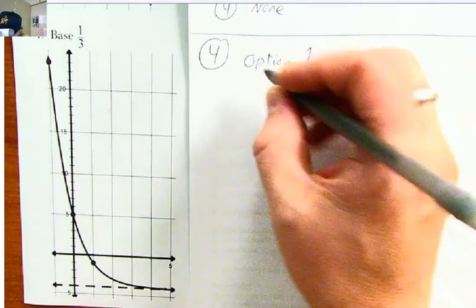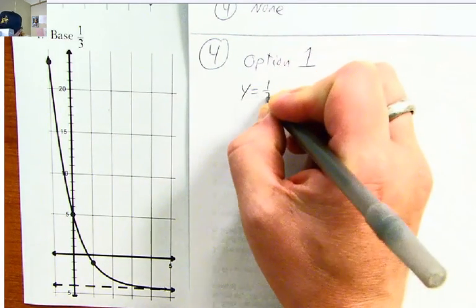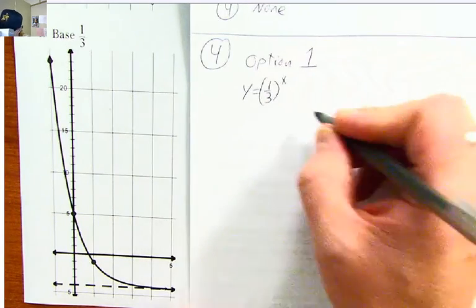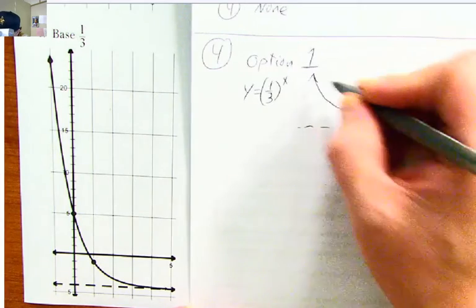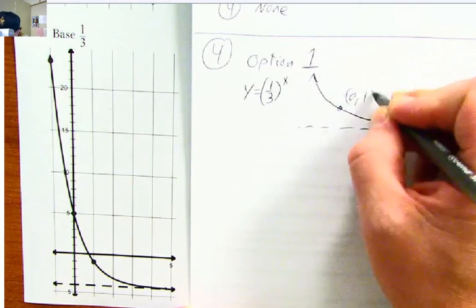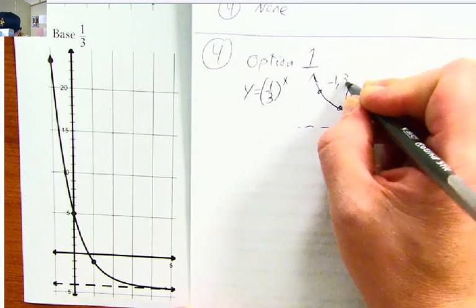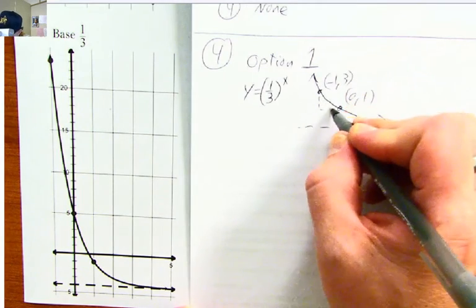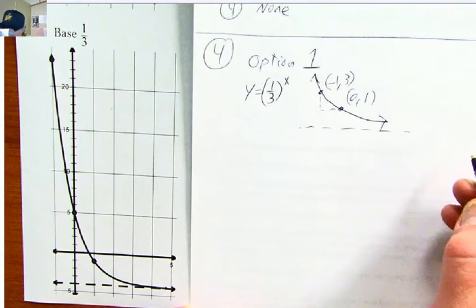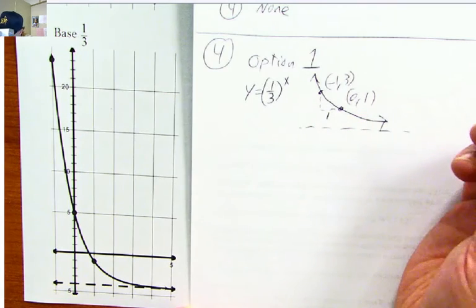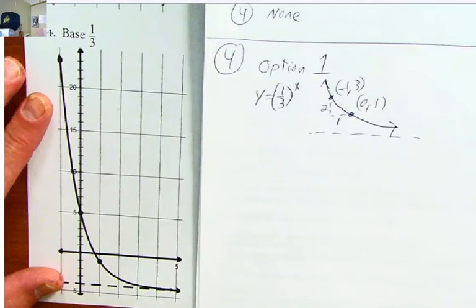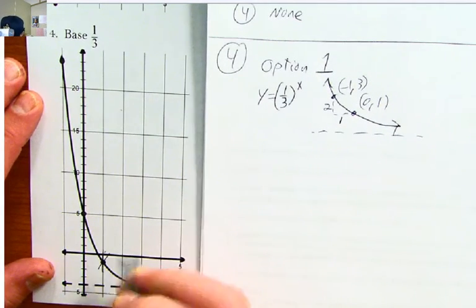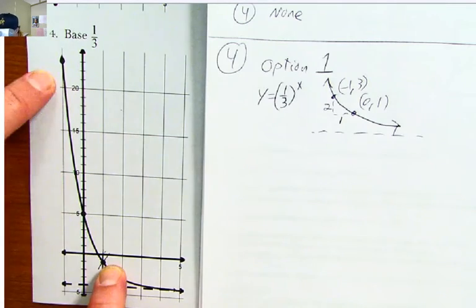So option 1. If we're doing option 1, we do consider 1/3 to the x. So that is a decay, and we worry about the points 0, 1, and -1, 3. And in this particular case, to get from 0, 1 to -1, 3, that's traveling horizontally a distance of 1, vertically a distance of 2. Going into my graph, here are the fractional points. I'm going to get rid of that. I'm going to use these 2 points.